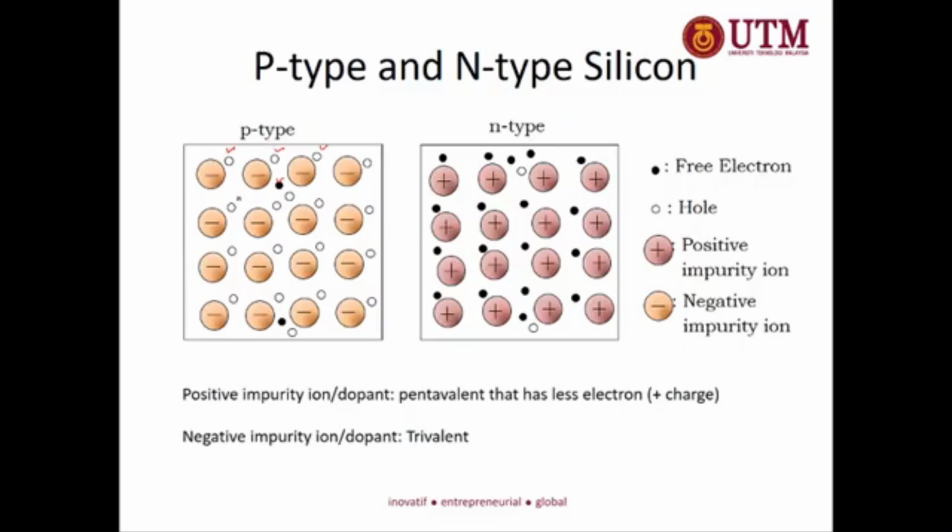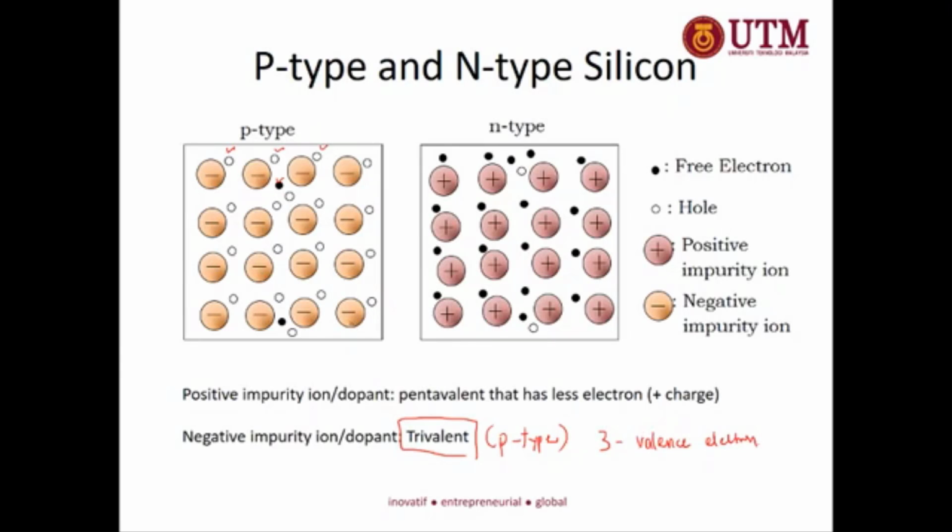And then inside this silicon, we have impurities. For the P-type, the added impurity or dopant is trivalent. Trivalent is what is added for the P-type. Trivalent means that it has three valence electrons.